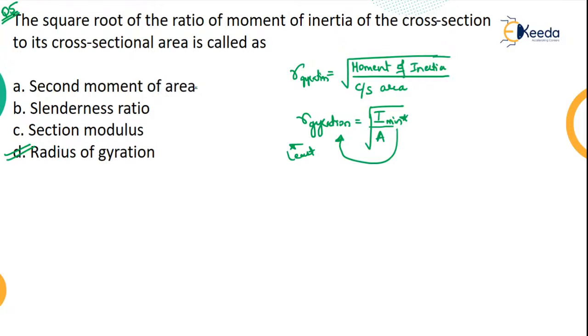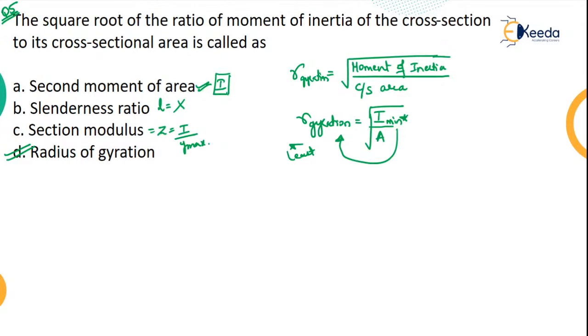What is second moment of inertia? Second moment of inertia is nothing but the moment of inertia, I. What is section modulus? Section modulus is nothing but Z, which is I by Y max. What is the slenderness ratio L? Length to least lateral dimension. That will be your slenderness ratio. So all these options are wrong. The correct answer is the radius of gyration. I hope it's clear.